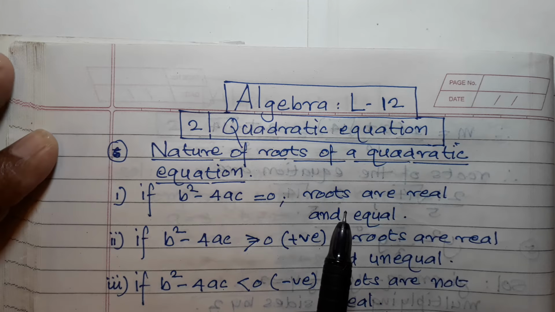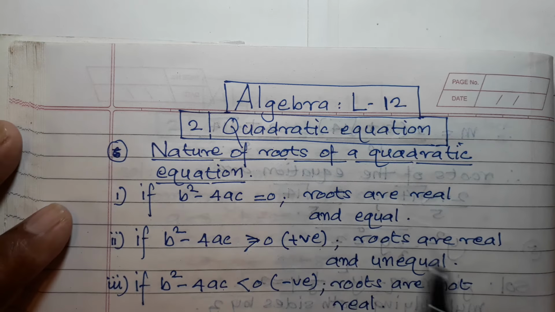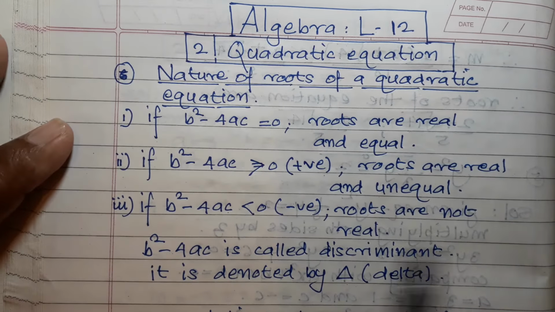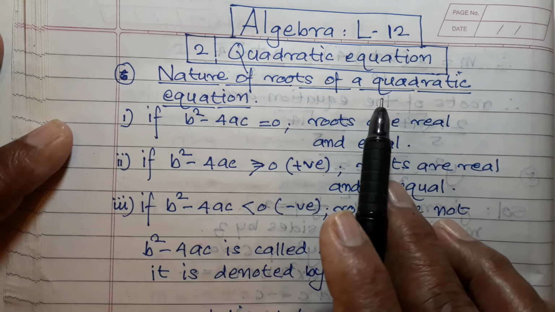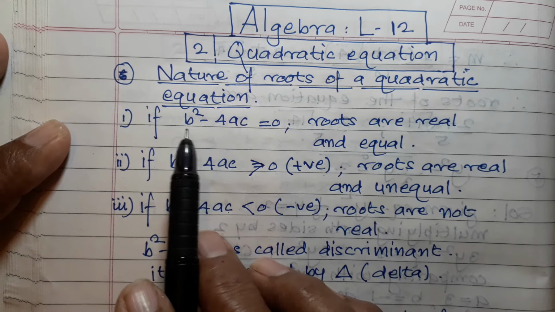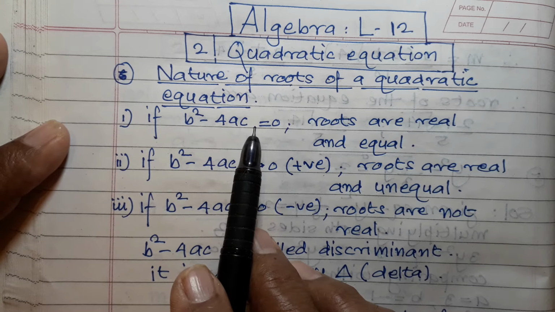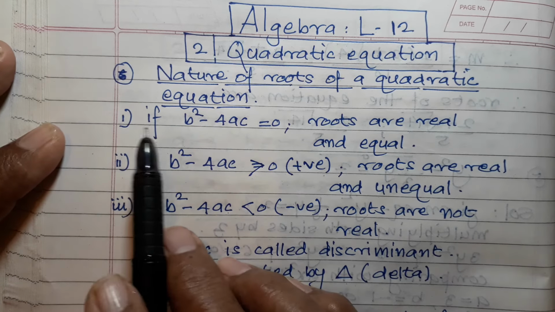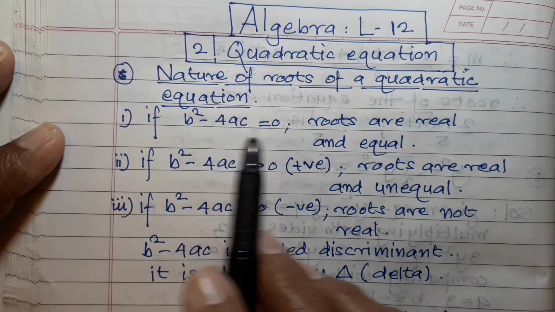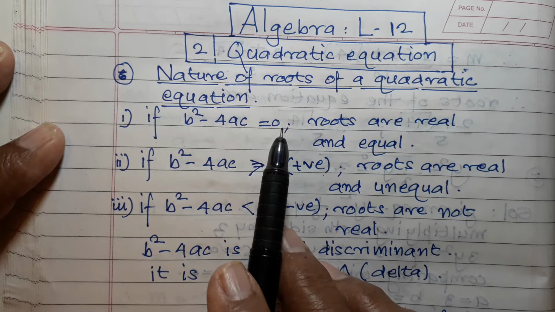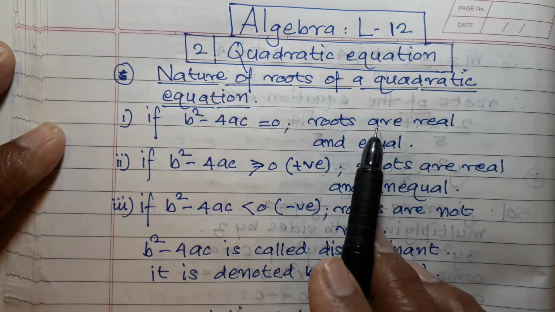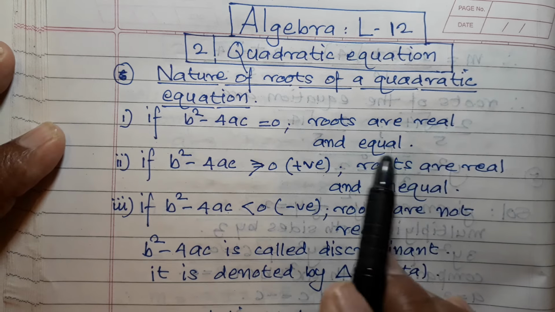Okay, now here some conditions are given that you try to understand. If you want to decide the nature of a quadratic equation, you should know b square minus 4ac. Condition number 1, if b square minus 4ac is equal to 0, then the roots of the given quadratic equation are real and equal.